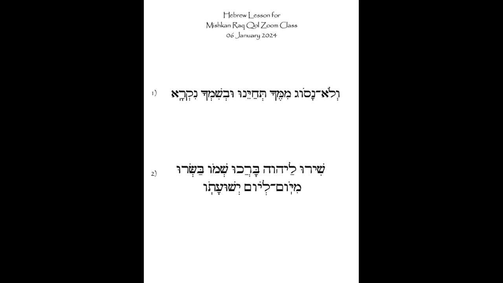Then we pick up the second M and the segol, or the quick E sound. Meh. Right? So we have mimeh. Then we have chaf sofit pointed kamatz. Cha. So the word is mimecha. Mimecha.